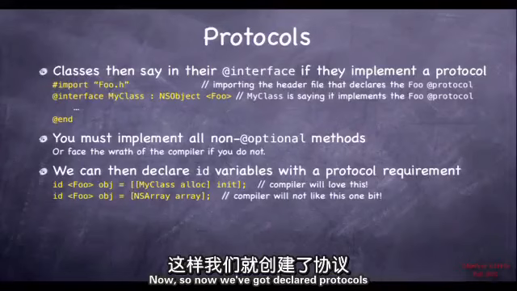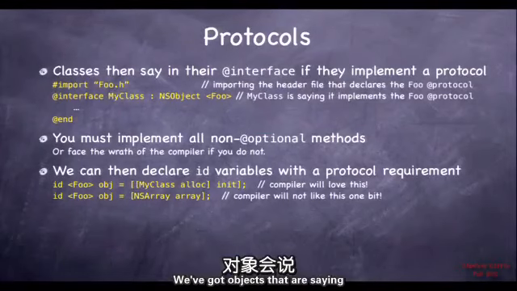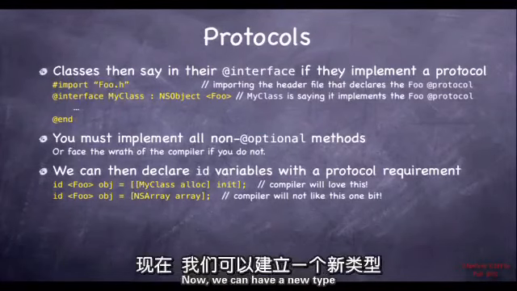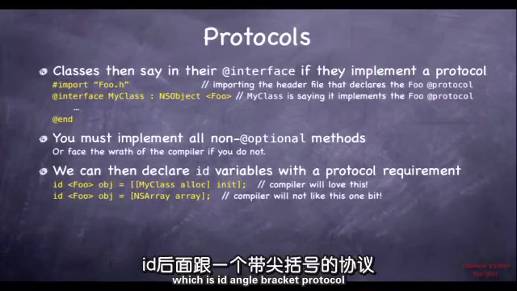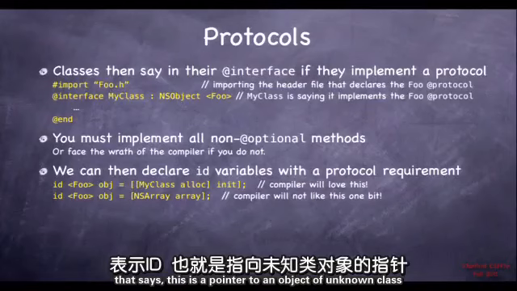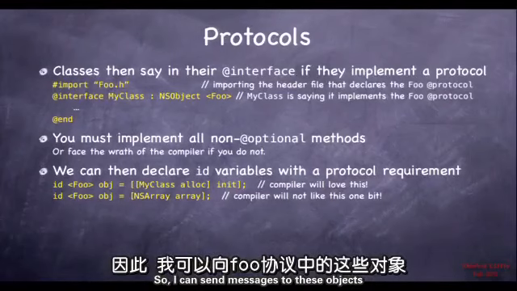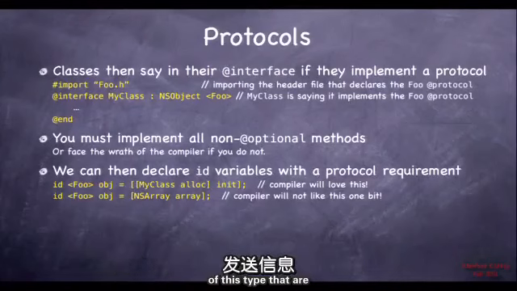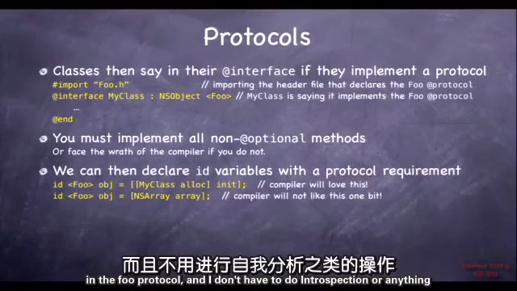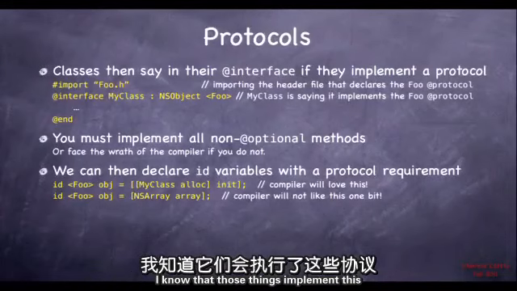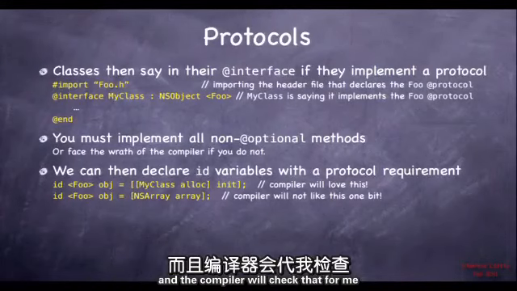Now we've got declared protocols. We've got objects that are saying that they'll implement a protocol. Now we can have a new type, which is id angle bracket protocol, that says this is a pointer to an object of unknown class, that's what id is, that implements this protocol. So I can send messages to these objects of this type that are in the Foo protocol, and I don't have to do introspection or anything. I know that those things implement this, and the compiler will check that for me at compile time.